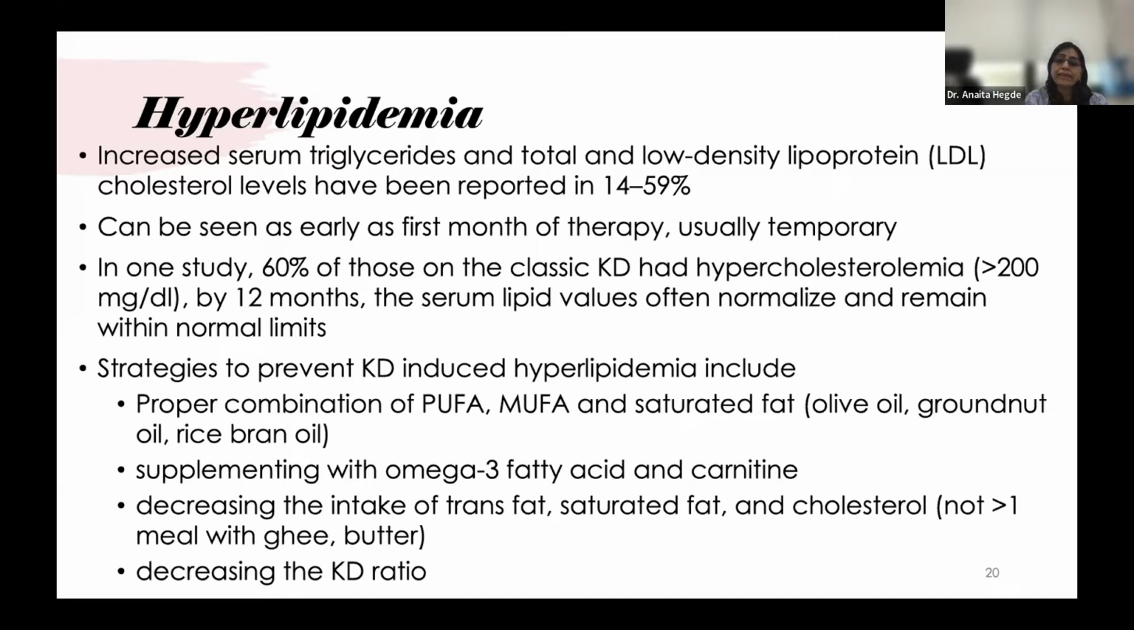Strategies to prevent KD-induced hyperlipidemia include proper combination of the PUFA, MUFA, and saturated fats, supplementing with omega-3 fatty acids and carnitine, decreasing the intake of trans fat, saturated fat, and cholesterol, and decreasing the ketogenic diet ratio.